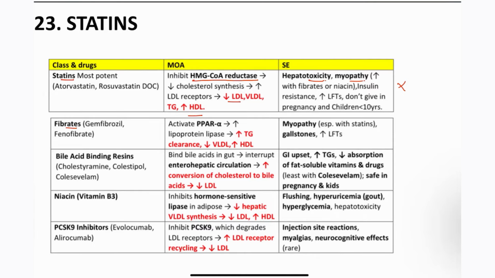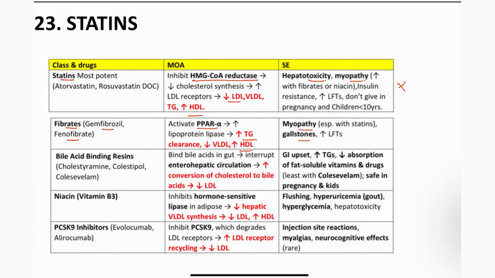Next, fibrates: fenofibrate, gemfibrozil. It activates the PPAR alpha, so by that it is going to decrease the triglycerides and also increase HDL, right? Triglyceride clearance is going to be caused by the fibrates, but it is associated with myopathy and gallstones.